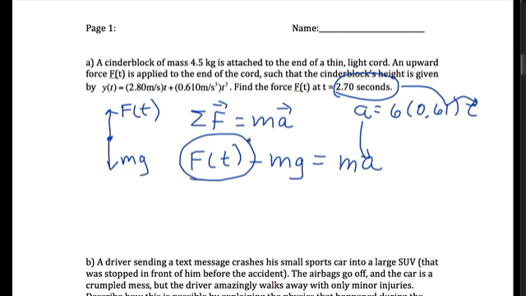A lot of people just took the a and multiplied it by m, and they found ma. But actually F of t is equal to ma plus mg. So if you just forgot to add the weight on there, I was pretty merciful. I didn't take any points off for that at all. In fact, the main place you get the points was to take the derivative twice of this to get the acceleration.